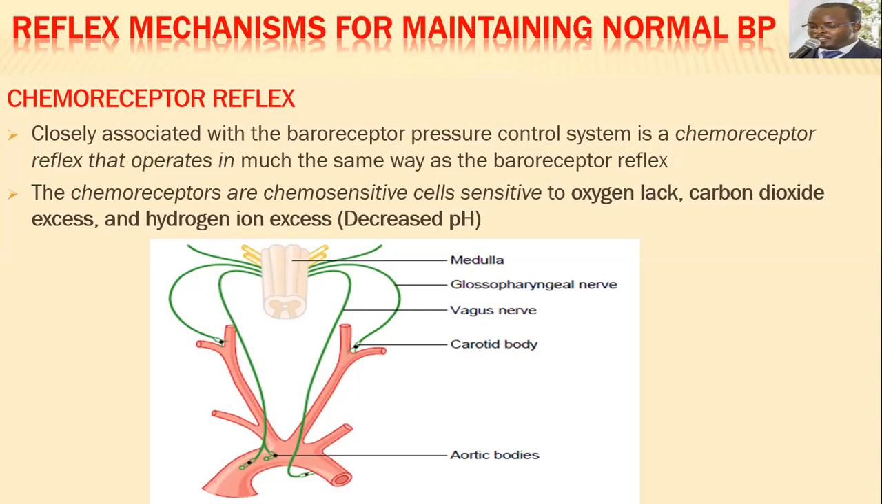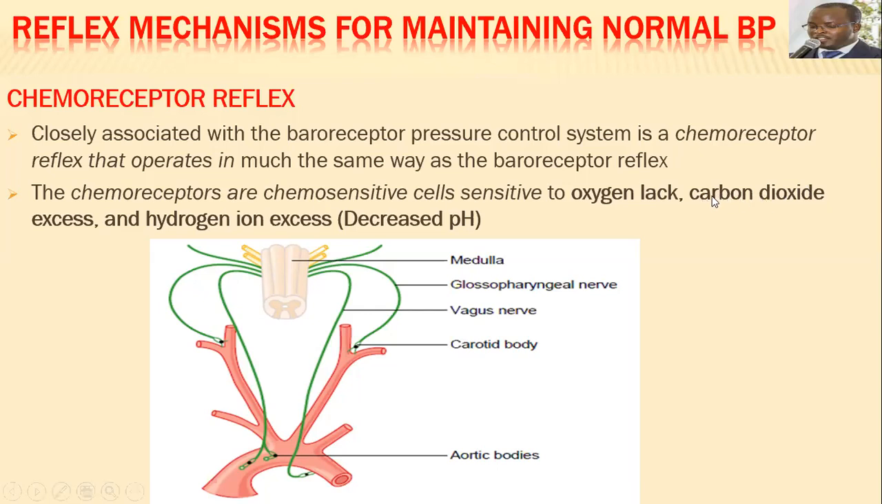If you have more carbon dioxide, it simply means that this blood is also not moving so well. So if you have accumulation of carbon dioxide, it means the blood pressure is reducing. So you need to increase the blood pressure.